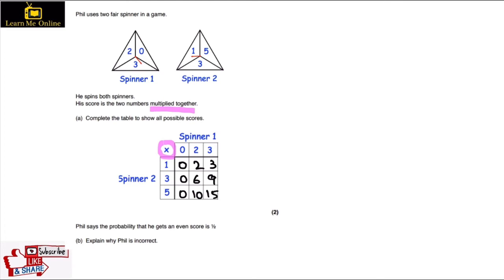Now before we do the next part, we can write down the total number of outcomes. The total outcomes would be 3, 6 and 9, so we have got a total of 9 outcomes. Now we're going to read the next part. This says that Phil says that the probability of getting an even score is a half. I'm going to highlight this information. So even score is a half. Explain why Phil is incorrect. So we're going to find the probability of the even score and see why Phil is incorrect.